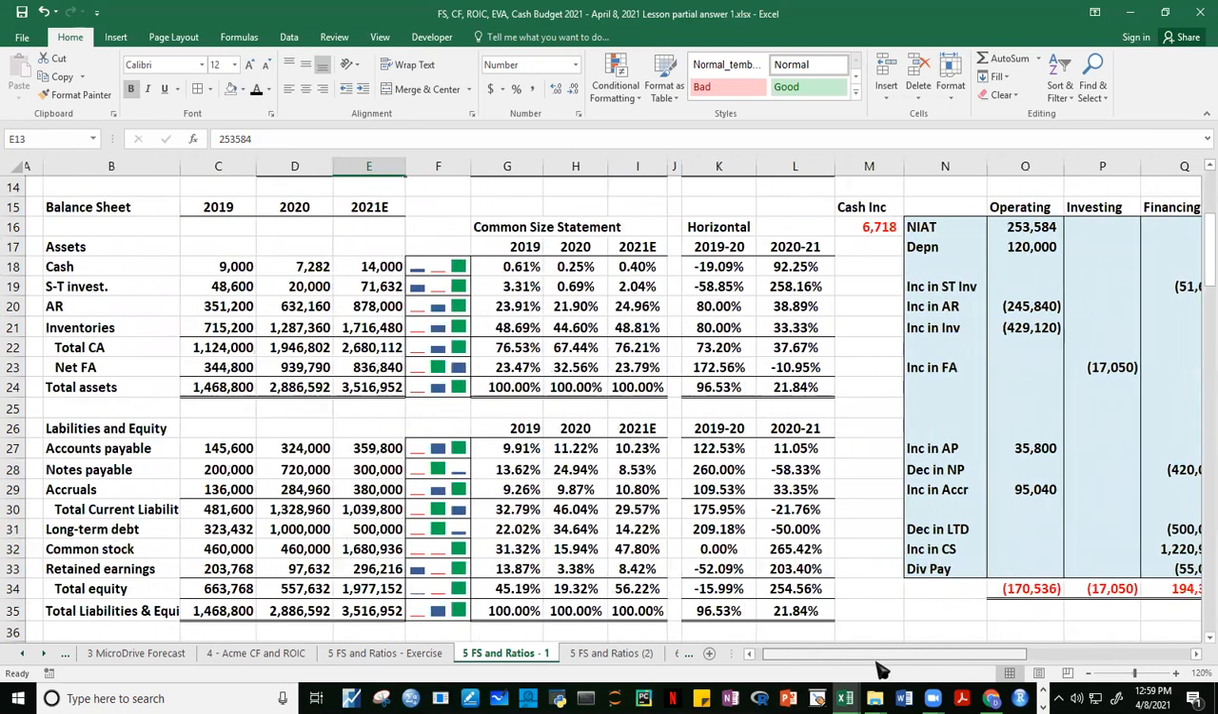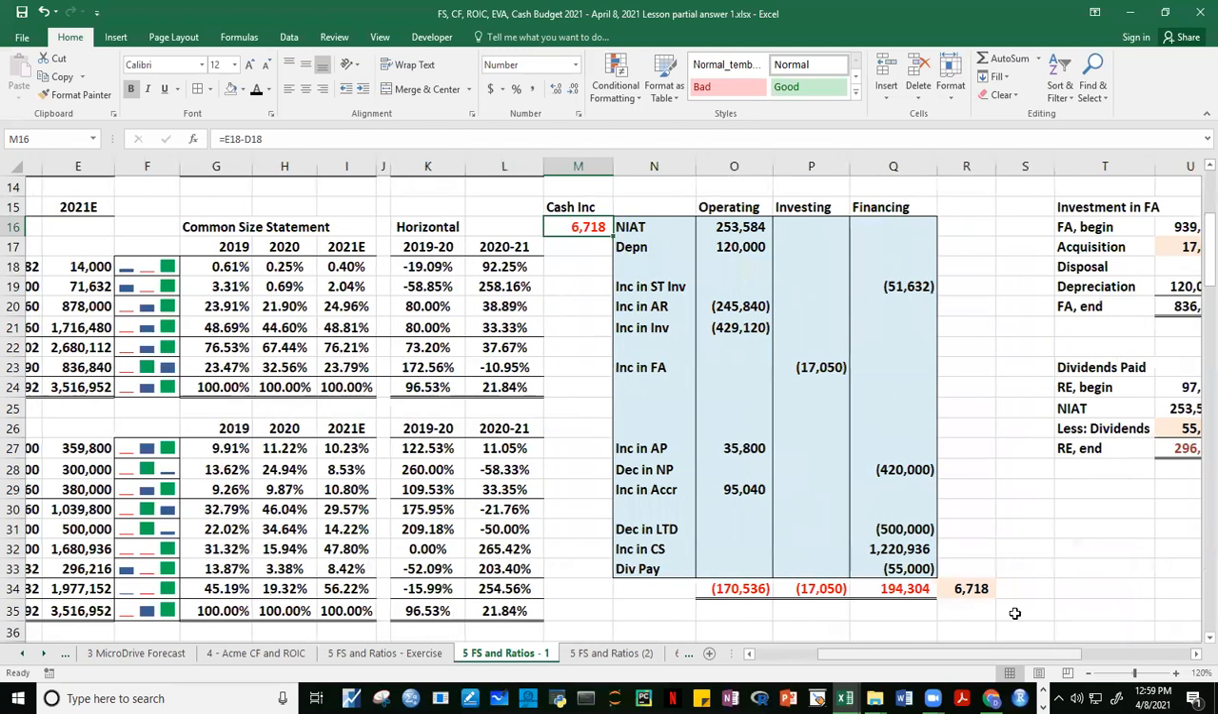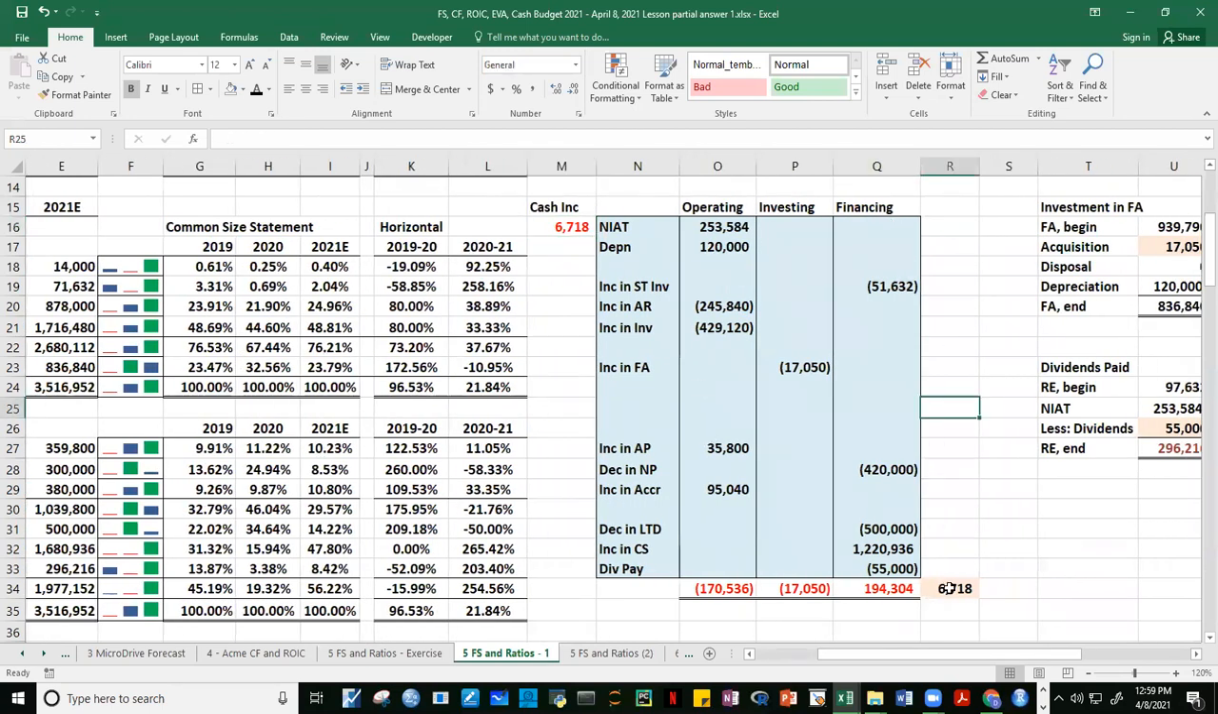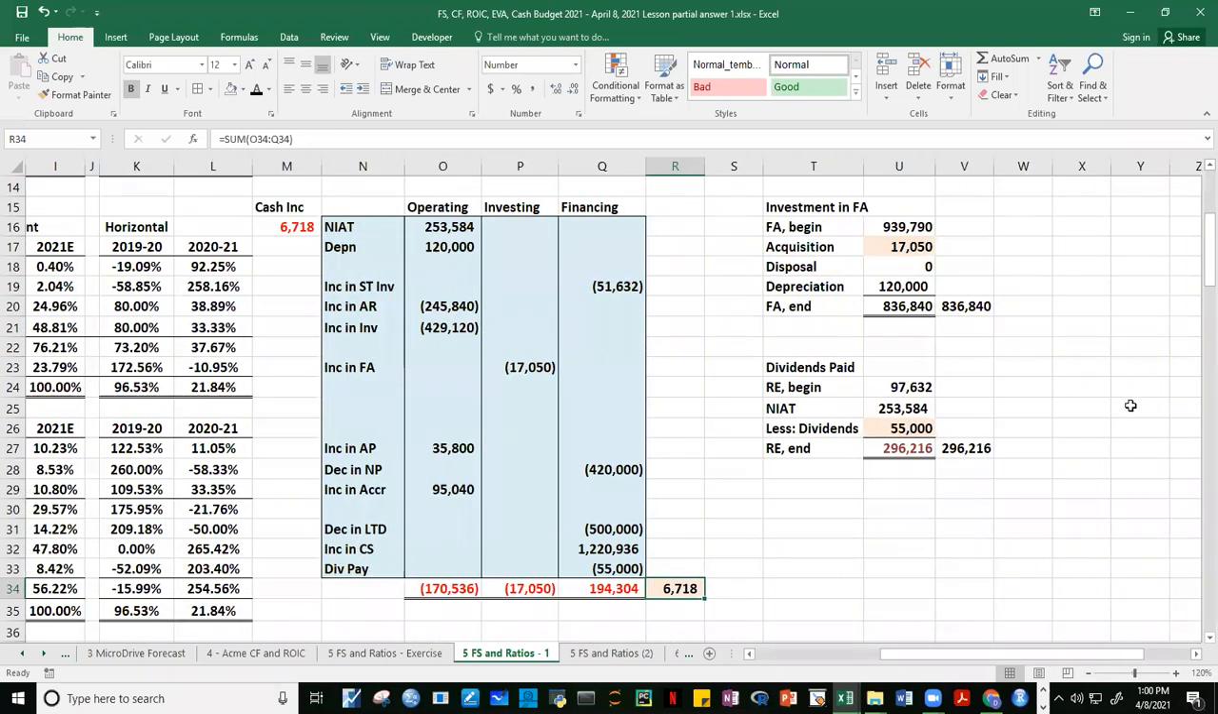Just to have a quick check, guys. 2021 cash flow was 14,000. 2020, it was 7282. So I got the difference. The difference between the two is 6718. Okay. So this is what I expect to have in the statement of cash flow, 6718. So you have operating, investing, and financing. Okay, any questions, any clarifications about this, guys?